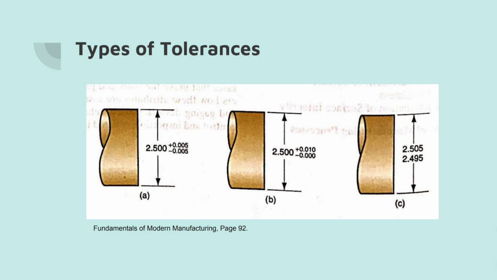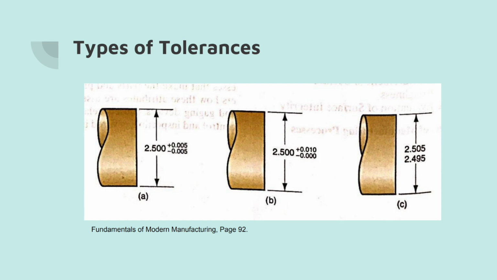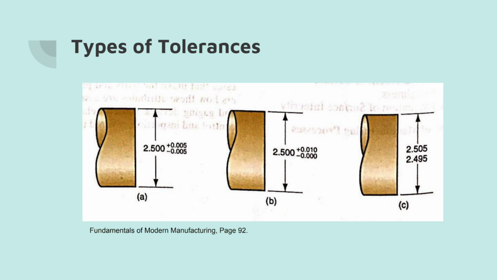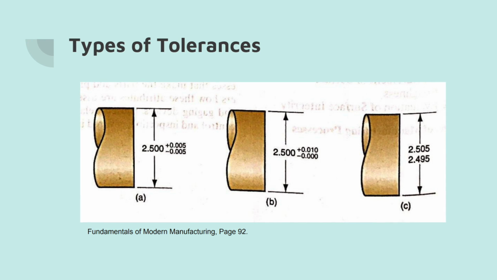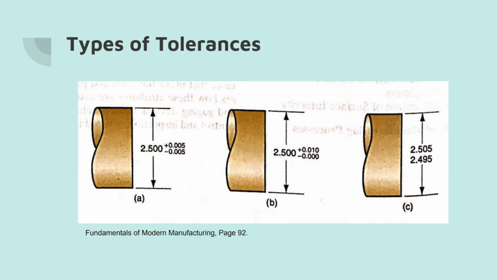Different types of tolerances can be used to specify tolerance limits. These different types include bilateral, unilateral, and limit dimensions. Bilateral tolerancing, shown in image A, is where the upper and lower deviations from the nominal value are equal to each other. So this part is allowed to be 2.5 units long, plus or minus 0.005 units.